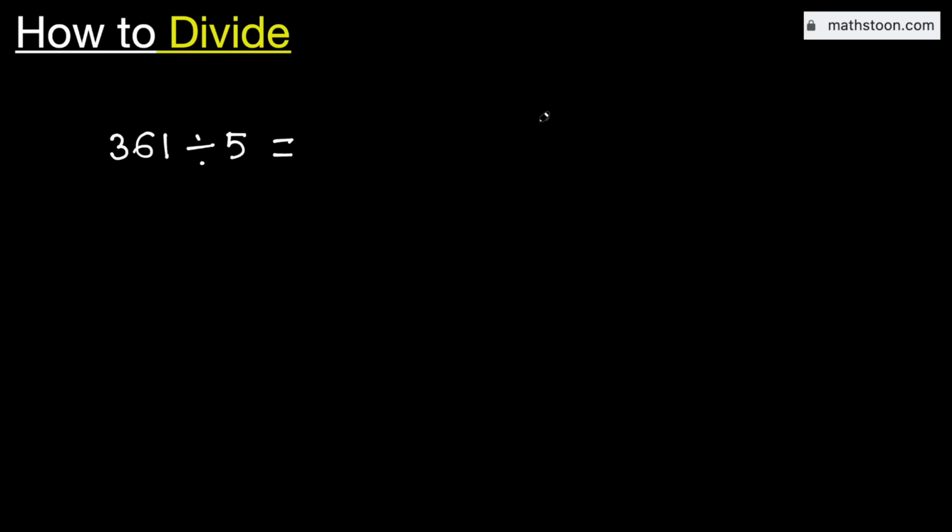In this video, let us learn how to divide the number 361 by 5 using the long division method. See that 3 is less than 5. That is why we will consider the number 36.